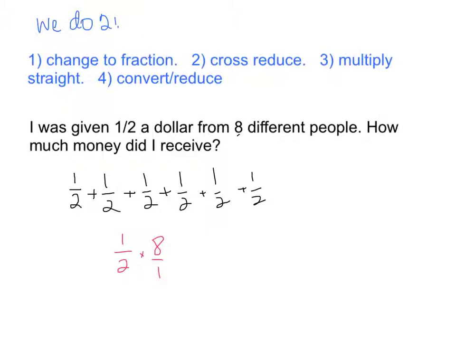Let's have a look. Is there a number that goes into both 1 and 1? No, just 1. 2 and 8, sure, 2 goes into both of those. 2 goes into 2 once, and 2 goes into 8 4 times. Next, multiply straight across. 1 times 4 is 4. And 1 times 1 is 1. Convert if you need to. Yes, this is improper. 1 divides into 4 exactly 4 times. So I have $4. If 8 people gave me half a dollar, I'm going to have $4.